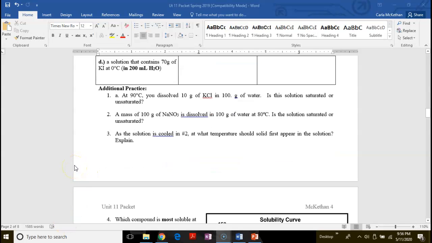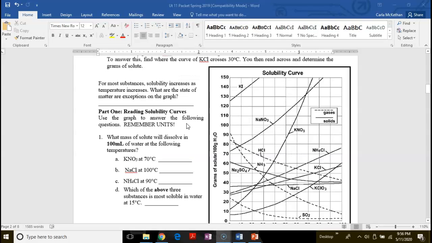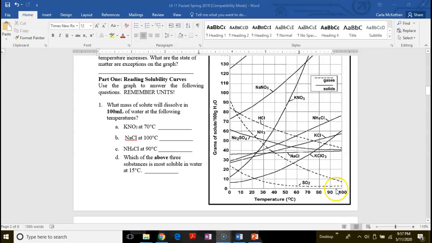All right, so additional practice. So it says at 90 degrees, you dissolve 10 grams of potassium chloride in 100 grams of water. Is the solution saturated or unsaturated? So you go to your graph and it says you dissolve 10 grams in 100 grams of water. So my 100 grams of water is over here and it's at 90 degrees. So at 90 degrees, and you went to potassium chloride. So go to 90 degrees. This is potassium chloride's line.